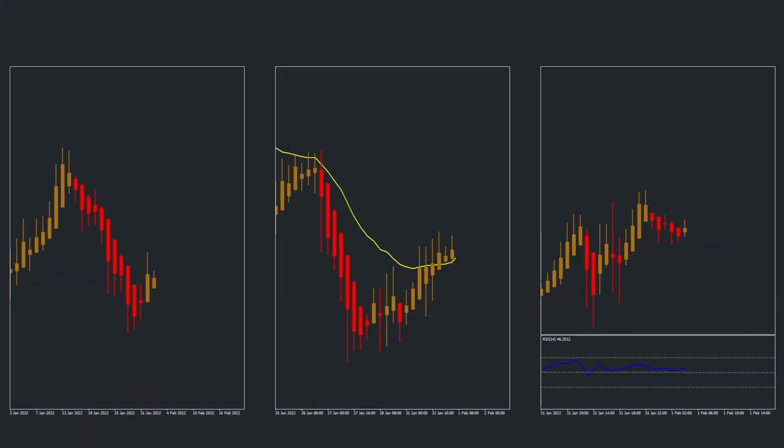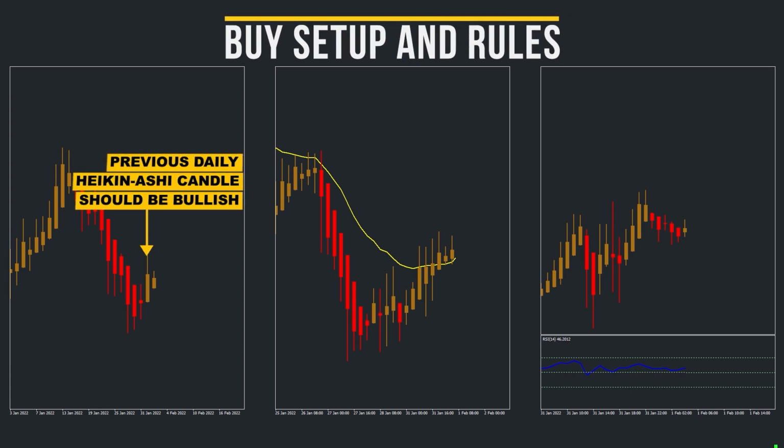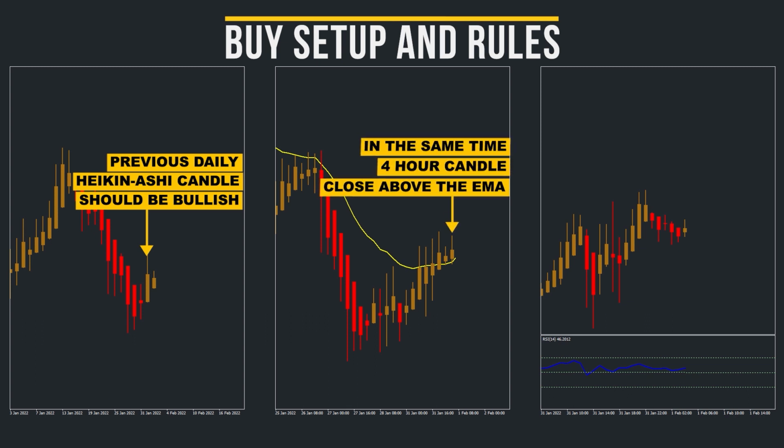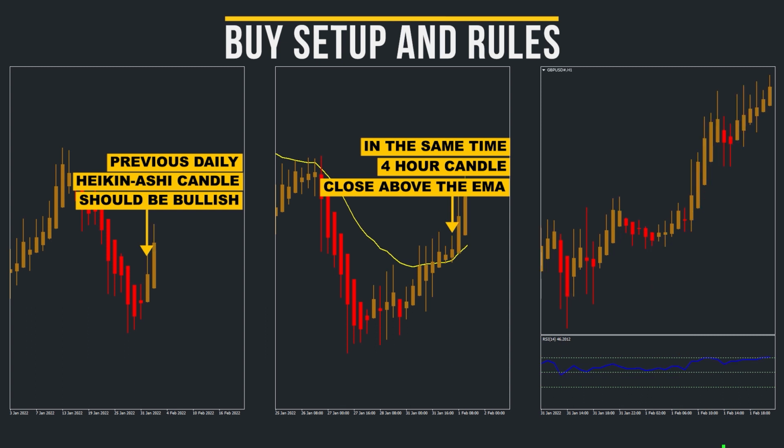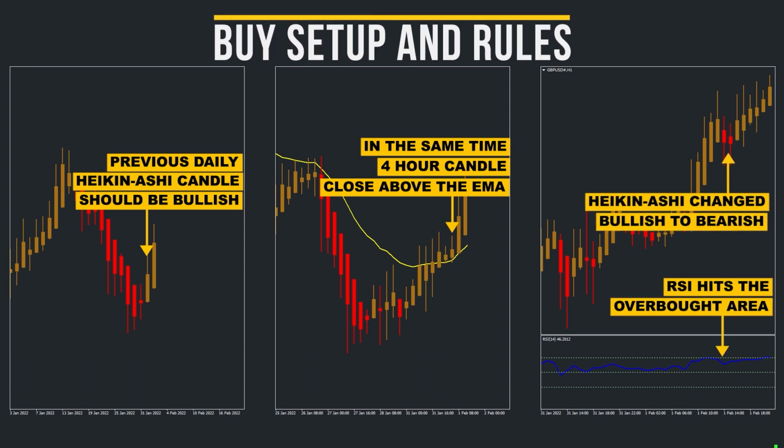I'll show you one more example as well as a failed setup. In order to place a buy order, the previous daily Heikin Ashi candle should be bullish. At the same time, the 4-hour candle must be above or cross the 14-period EMA. If these two circumstances show up in the charts, you may use the RSI strategy to find a long position in the 1-hour time frame. The RSI line has crossed above and the Heikin Ashi candle has changed from bearish to bullish. Exit the trade when the RSI reaches overbought area or the Heikin Ashi candle turns from bullish to bearish.